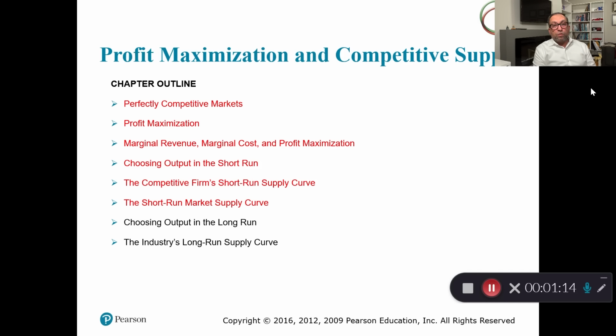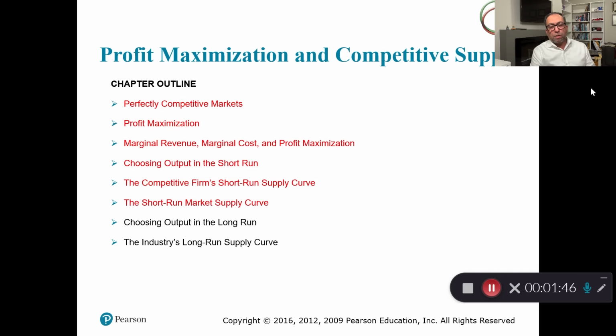The first part of this chapter covers the perfectly competitive market: the definition, how we can define that a market is a perfectly competitive market as compared to other forms of markets. Then what is meant by profit maximization, and how a firm in a competitive market decides how to maximize its profit. With relation to that, there are a few topics: marginal revenue, marginal cost, and profit maximization.